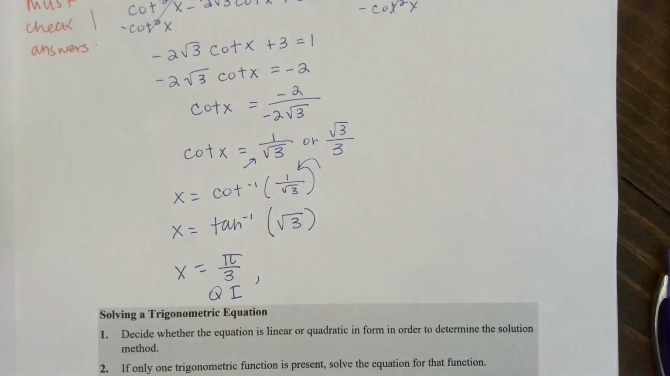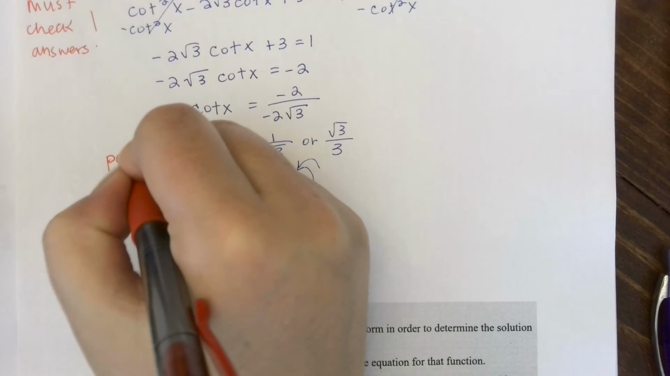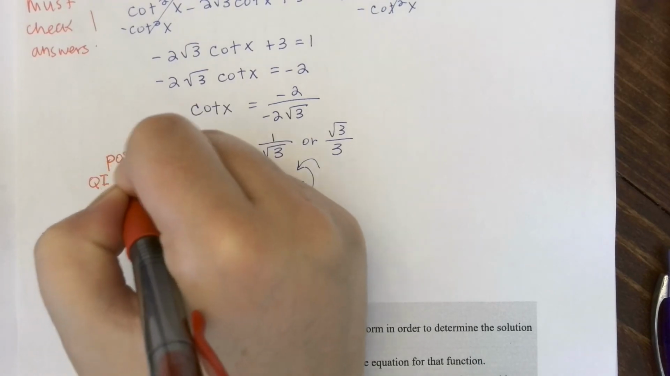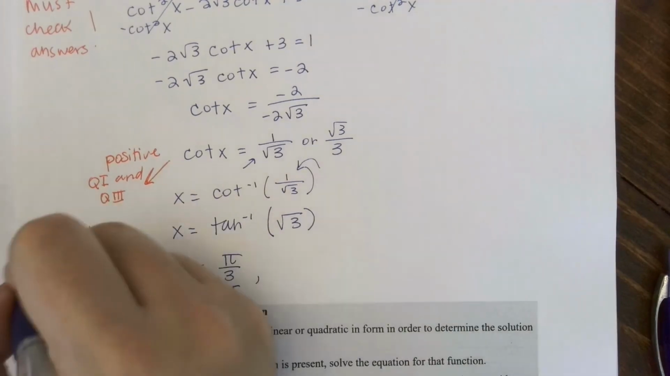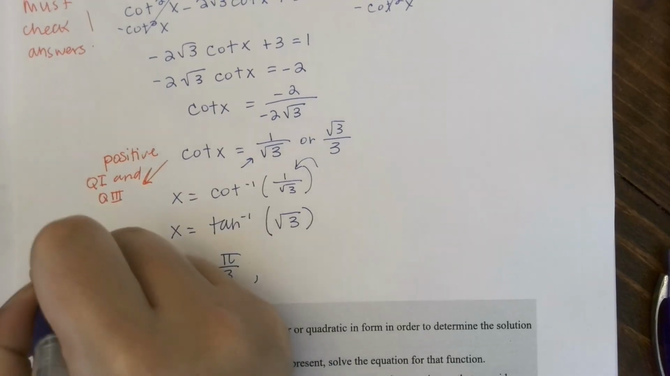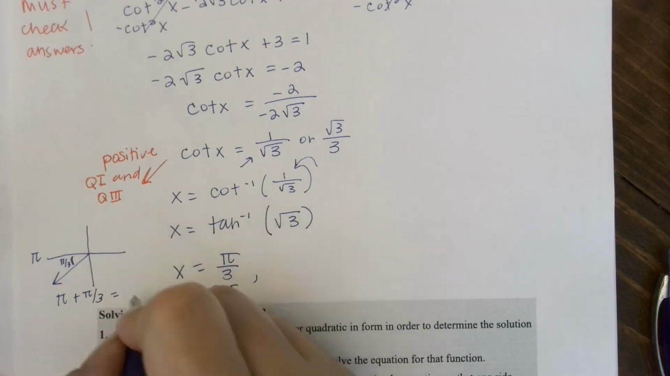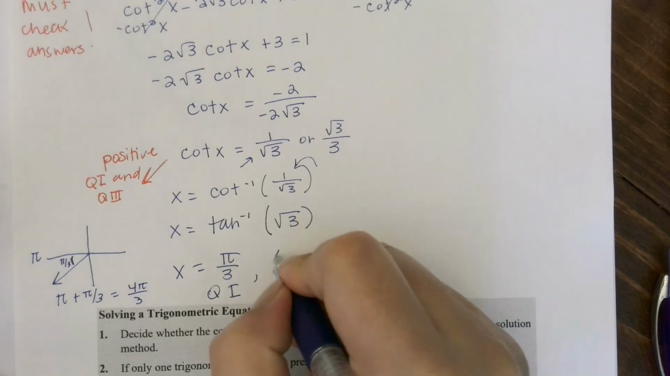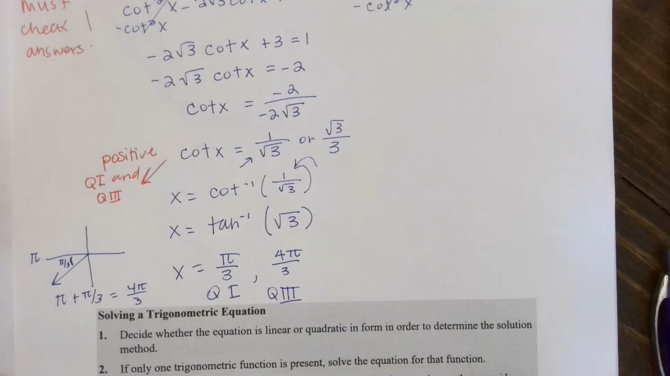Okay, but cotangent is positive in quadrant 1 and quadrant 3. Okay. So to get our reference angle in quadrant 3, we do pi plus our reference angle of pi over 3. Okay? So we have pi plus pi over 3, which is going to give me 4 pi over 3. So this is in quadrant 3. Alright, so these are the two solutions that I solved for.